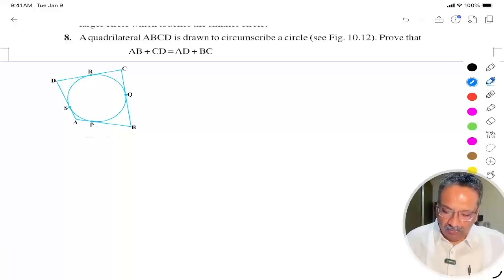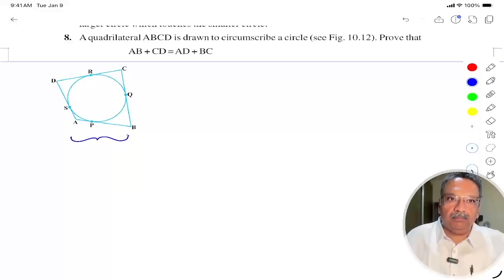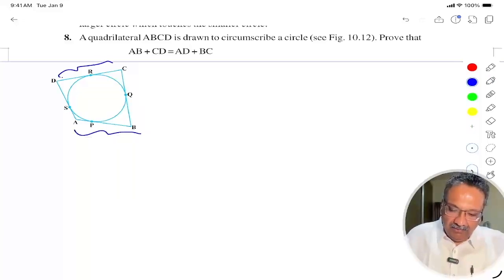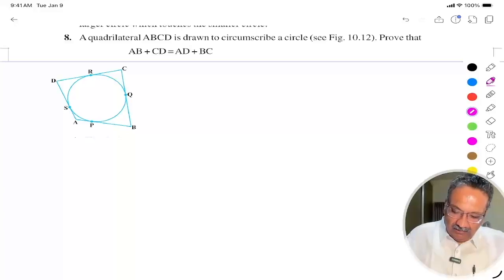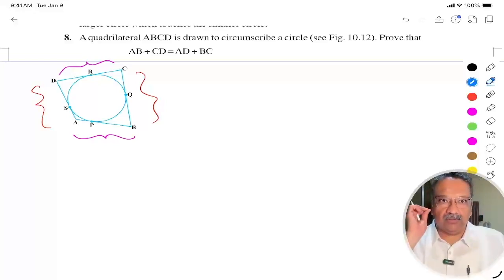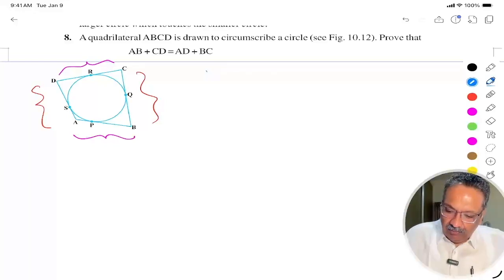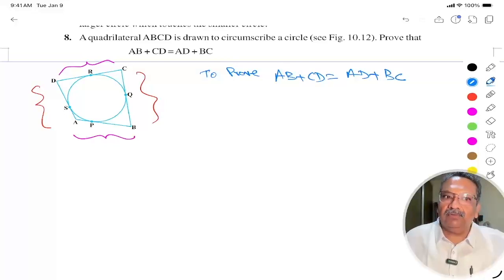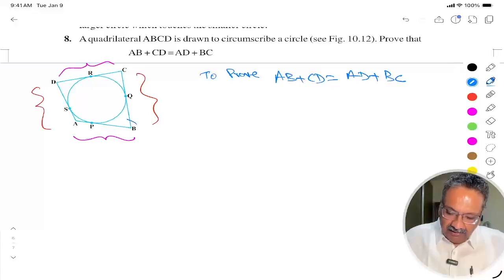Now what we have to prove? We have to prove that AB plus CD is equal to AD plus BC. So before starting the solution, see from the figure what we have to prove. We have to prove that AB plus CD is equal to AD plus BC. From the figure, what do we have? What is AB? AB is nothing but AP plus PB.